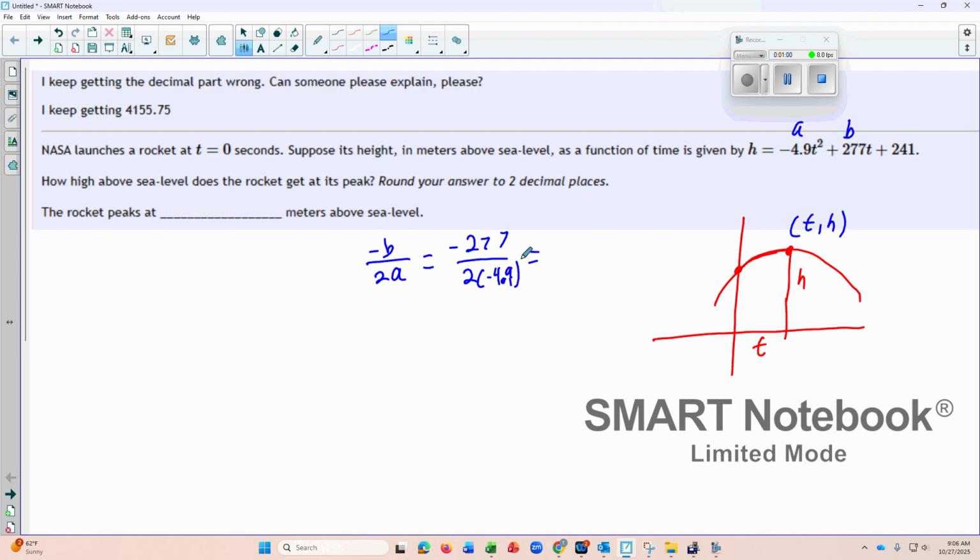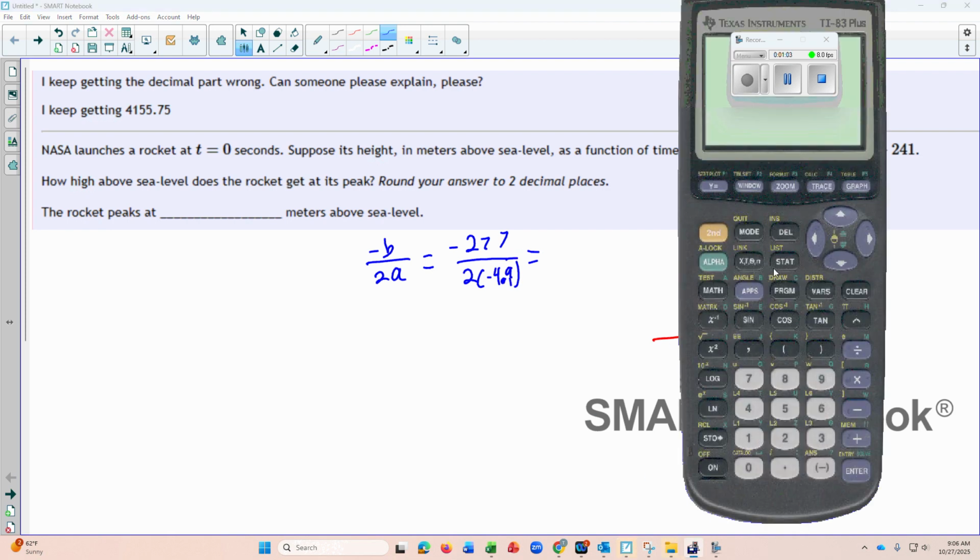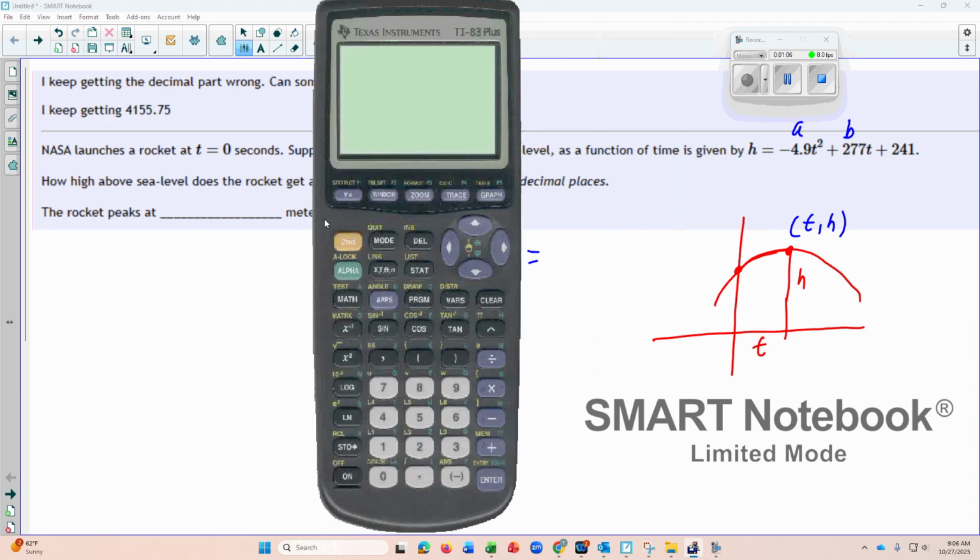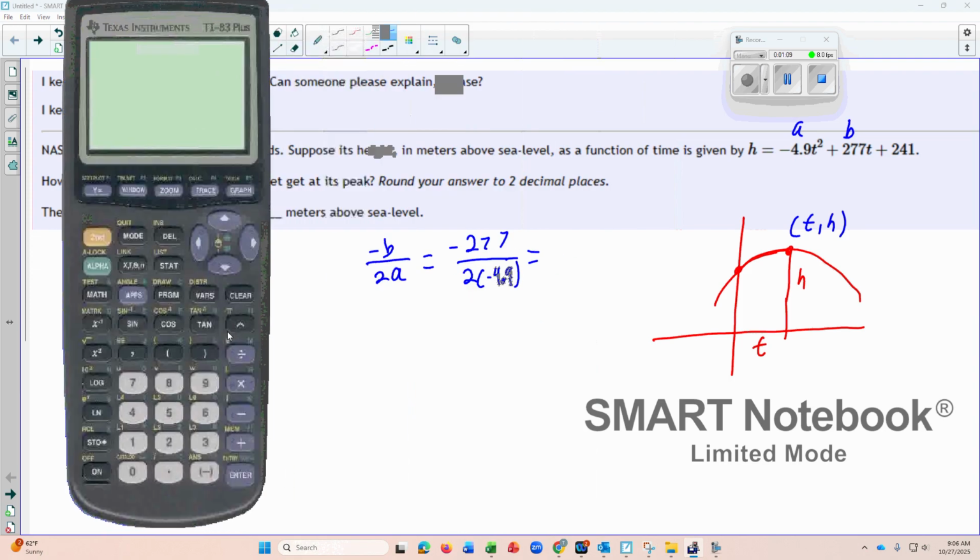So let me go ahead and put that in the calculator and see what we get here. Now you have to be careful on how you put this in the calculator. So let me turn this on and show real quick. So negative 277 divided by, now if I put 2 times negative 4.9, that's not going to read it correctly. So I need to put the denominator in parentheses, because what will happen is it will divide by 2, but then multiply the result by negative 4.9. So that's why I need to put this all together in parentheses. So 2 times negative 4.9 in parentheses. So it's getting divided by the product here.